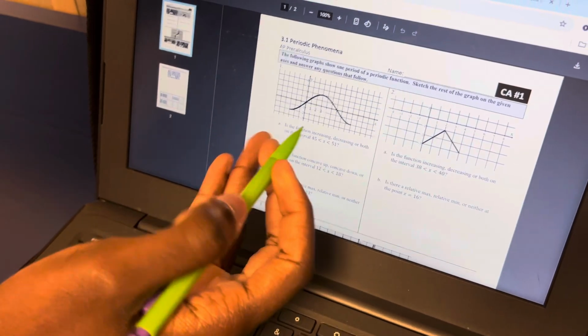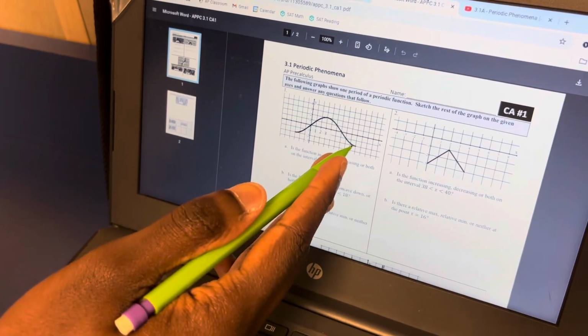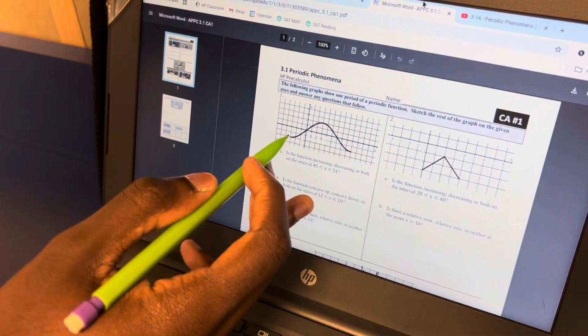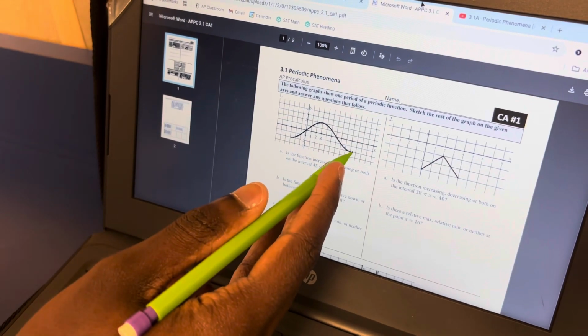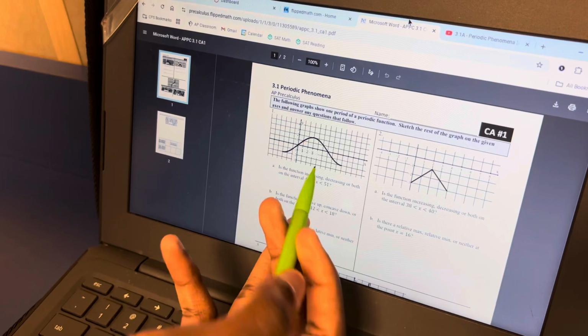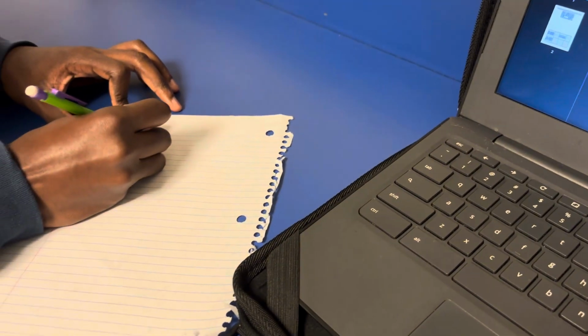And we know the period will be looking at the lowest or highest point on the function, then comparing both of them. So here we have a -3 and we have a 9. So -3 minus 9 is -12, or just 12. So we know the period of this function is 12. So we can write period equals 12.